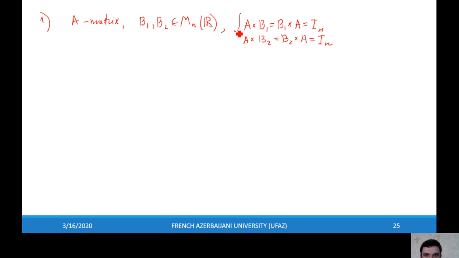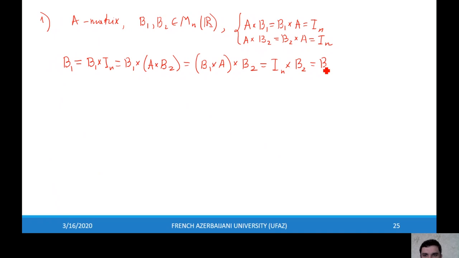Then for B1 we can write B1 times the identity matrix. Instead of the identity matrix, we can write this expression or this one. I will write this one: A times B2. And here, using the associativity of multiplication, I will write B1 times A times B2. Then you see B1 times A is the identity matrix, and the identity matrix times B2 will be B2. This shows that B1 and B2 are the same, B1 is B2. And from here, the inverse is unique. That's all.